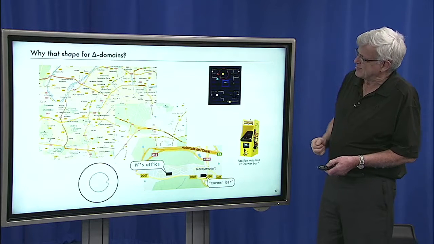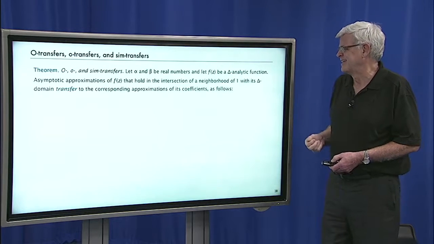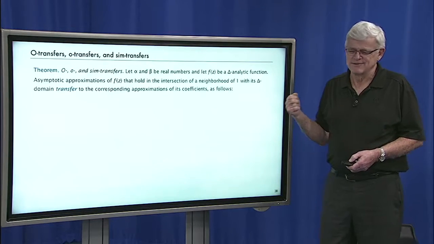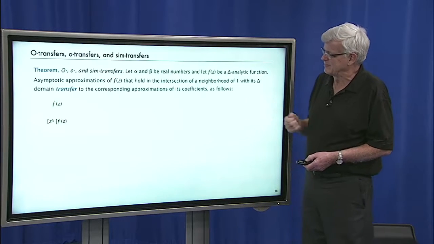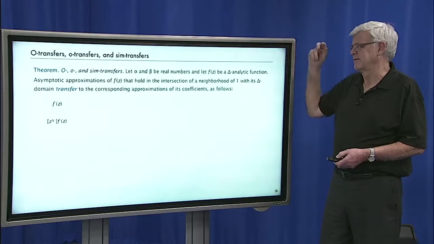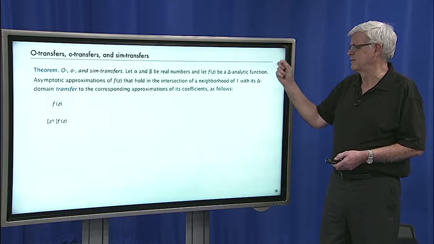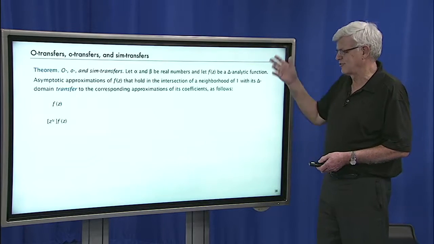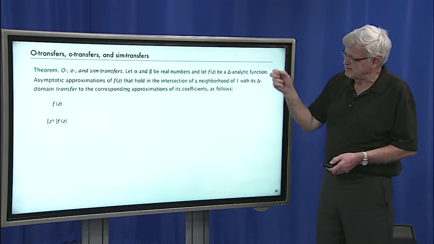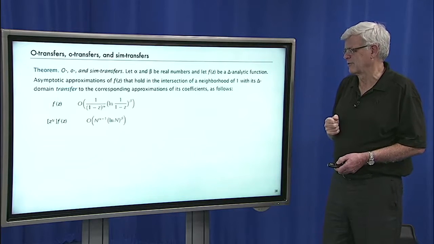All right, so back to the math. Let's take a look at how that domain shape matters. Now one of the key ideas is that we can do transfers term by term, even for big O and little o terms.